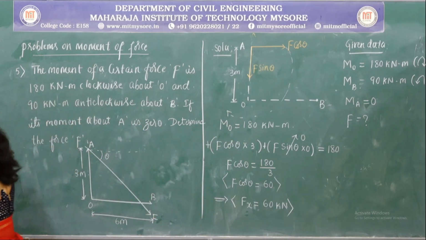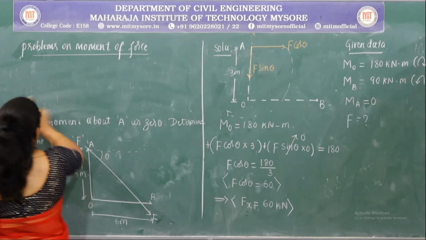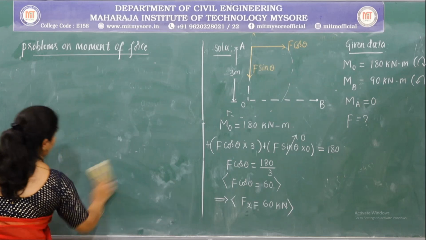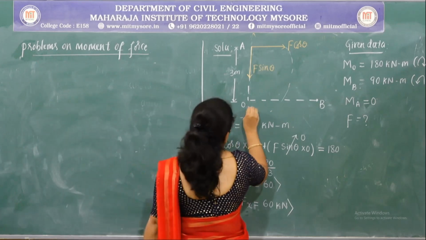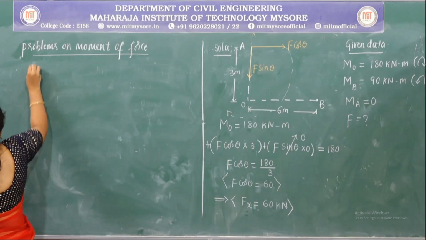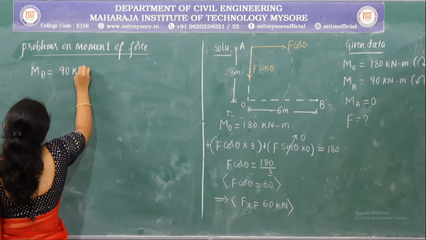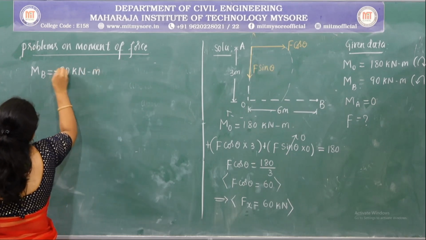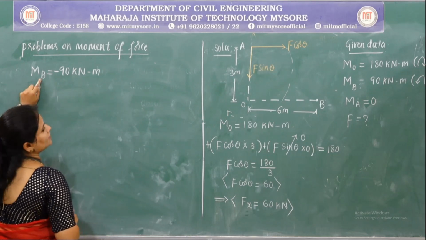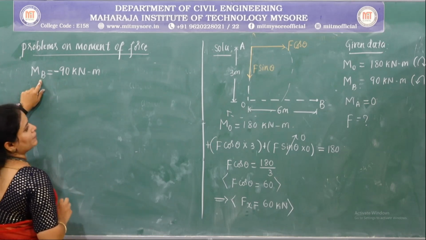Now again we shall use the second hint, that is, the moment about point B is equal to 90 kilonewton meter anti-clockwise, that is negative. So the value of the moment is directly given. So we shall consider the moment of individual forces separately about point B.